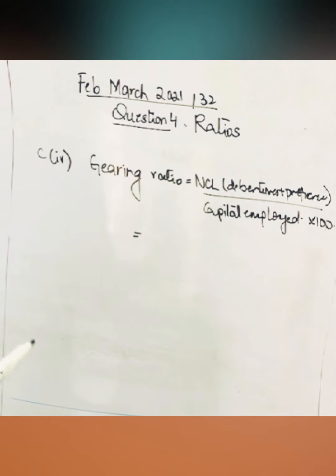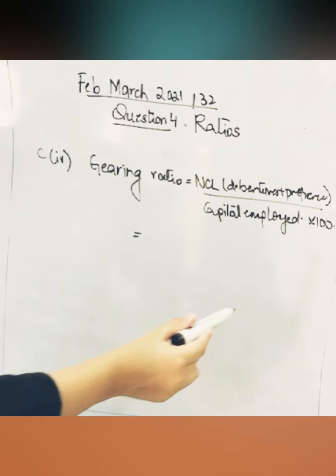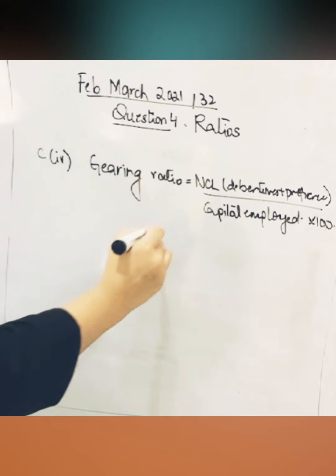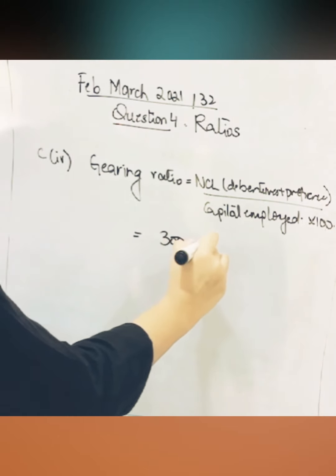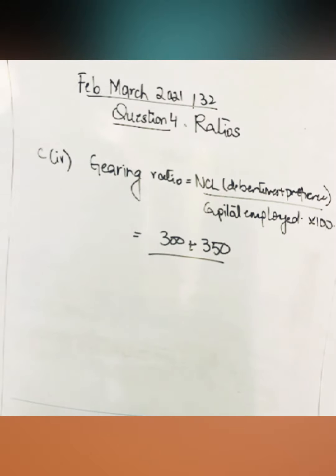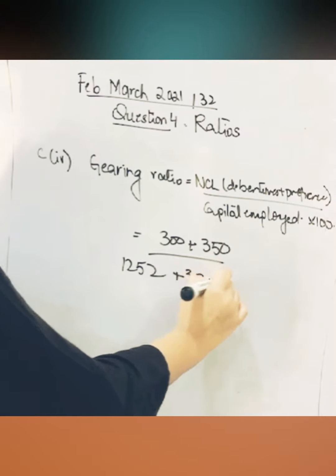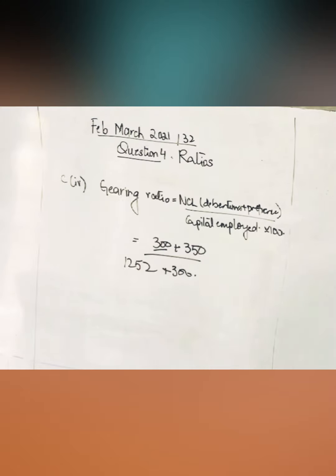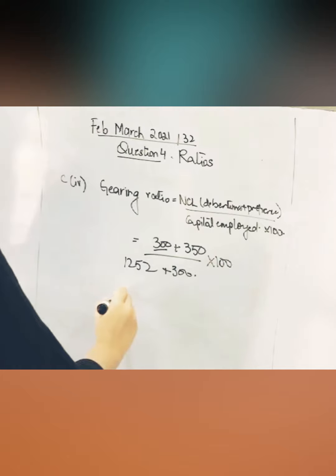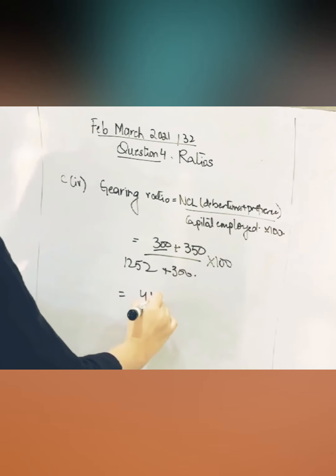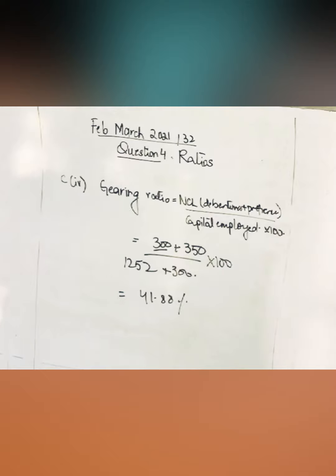So non-current liabilities are a mix of debentures plus preference shares. So we have debentures of a total of 300,000 and we have preference shares of 350,000. So these are the total non-current liabilities, and capital employed is both the non-current liabilities plus all the equity section that you have, which is basically 1252000 plus the 300,000 we have here. So this is the total, and now we will calculate the answer as 41.88%. So this is basically the gearing ratio.